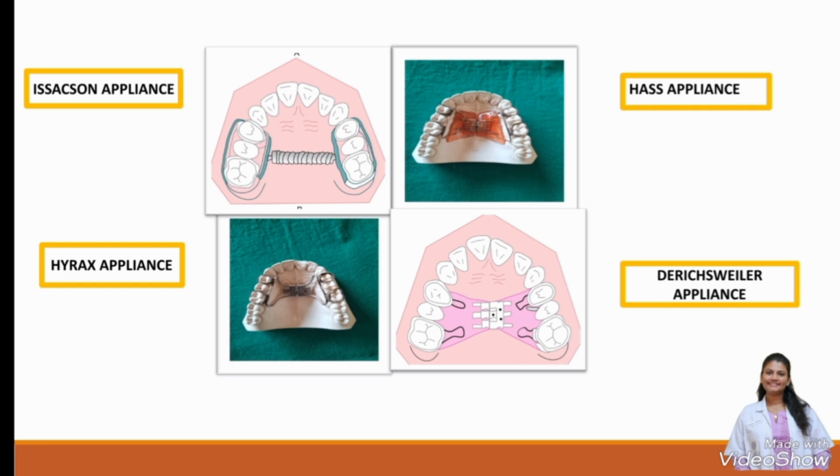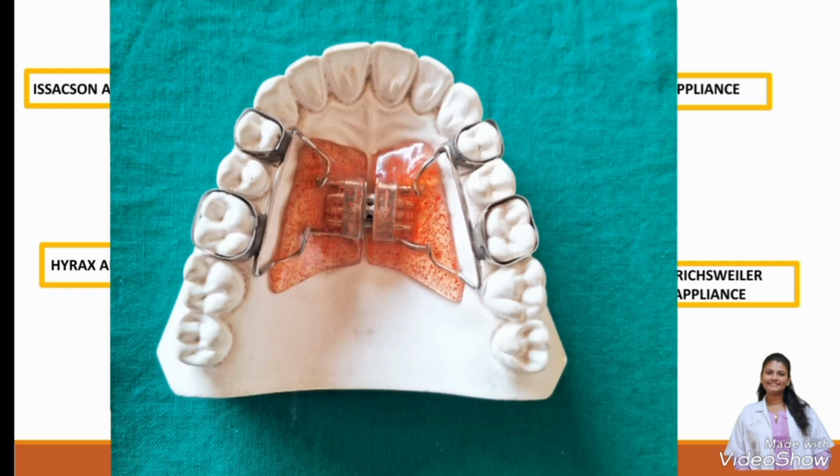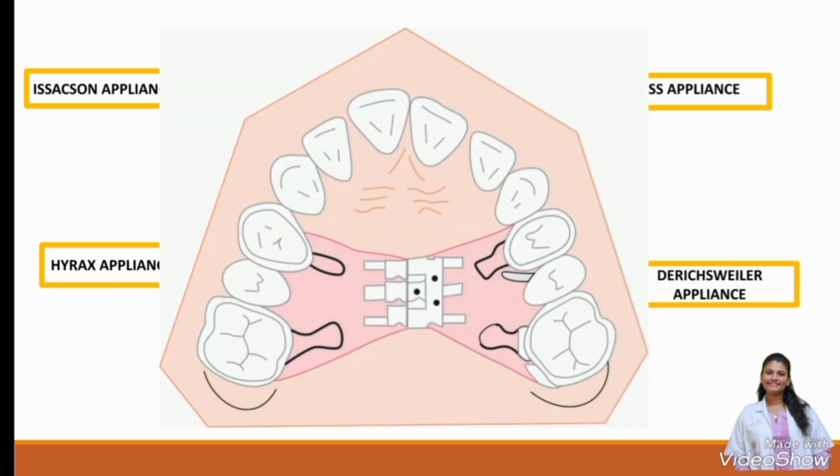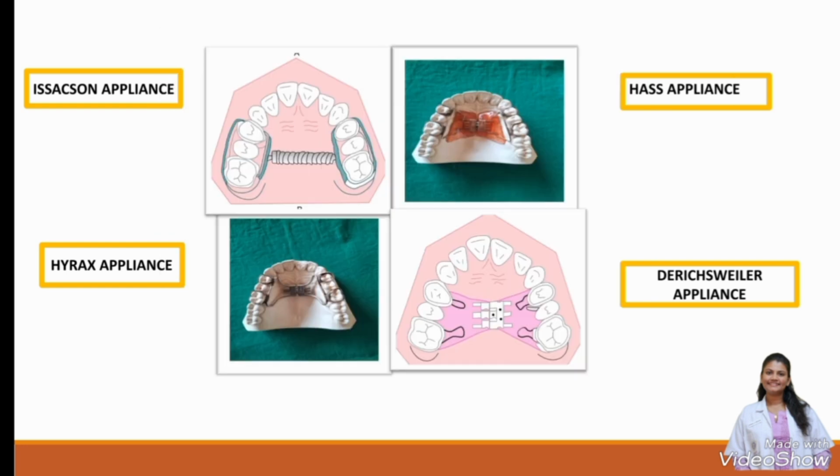But in the Haas appliance, a wire is used, so the support is distributed to the wire and then to the tooth structure. Whereas in Derichsweiler, the support is taken from the tooth as well as tissue, but the wire is not used in this appliance. It is direct. The acrylic plate is connected to tooth structures without using wires, so the stress force is not equally distributed.